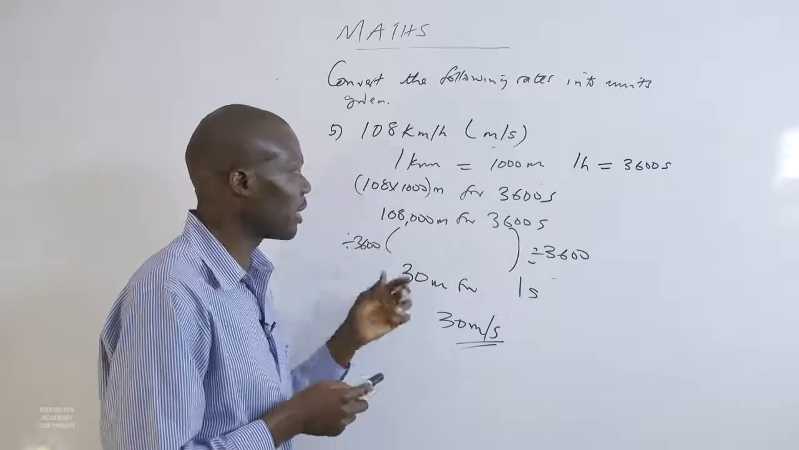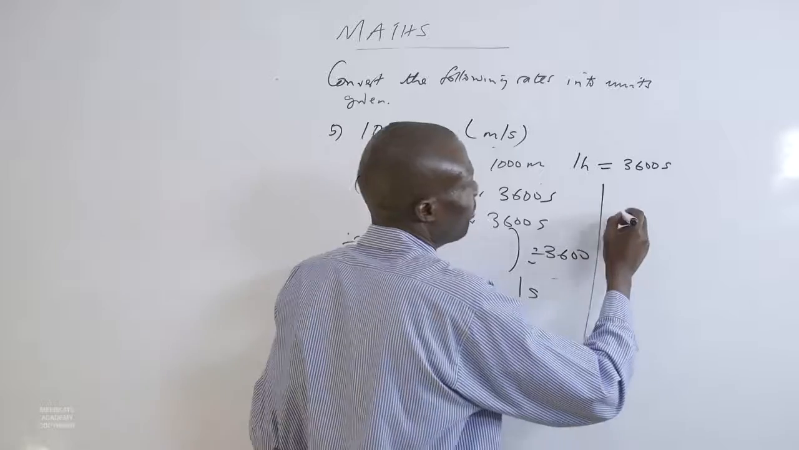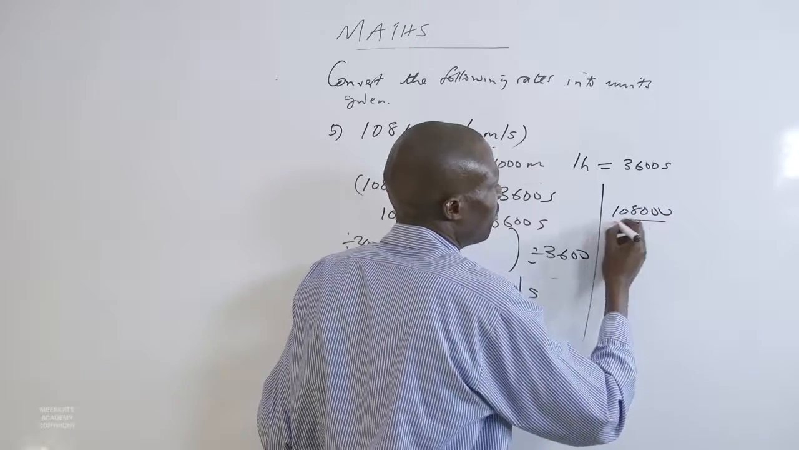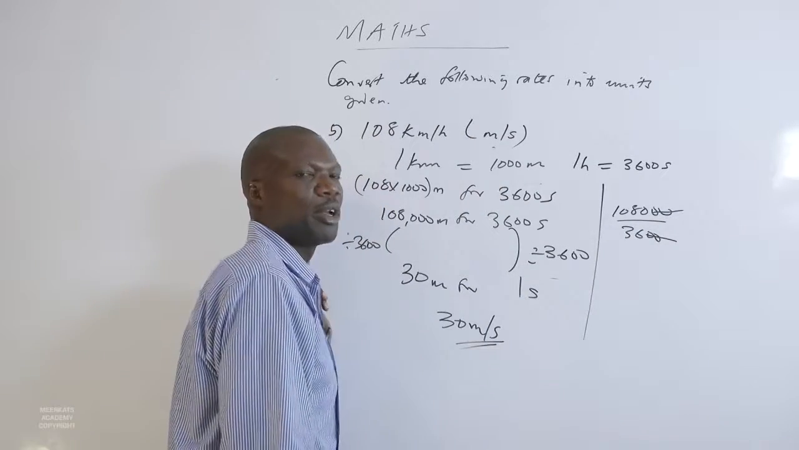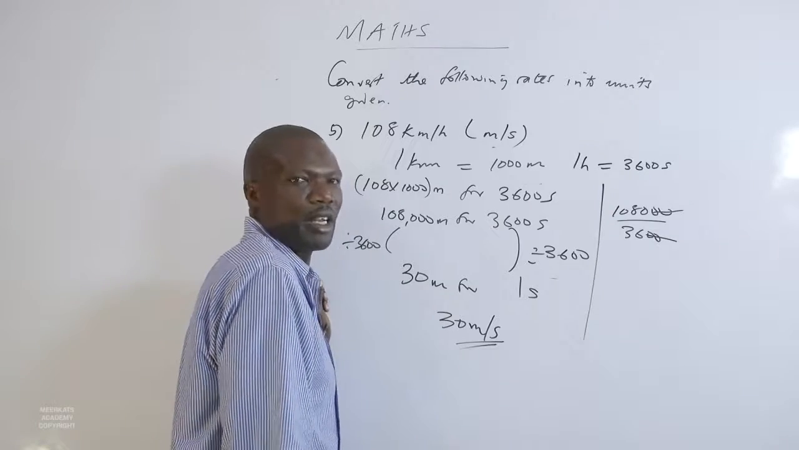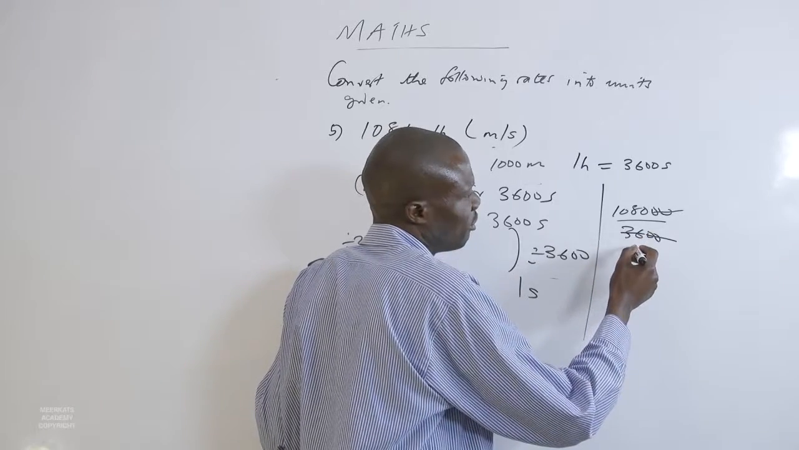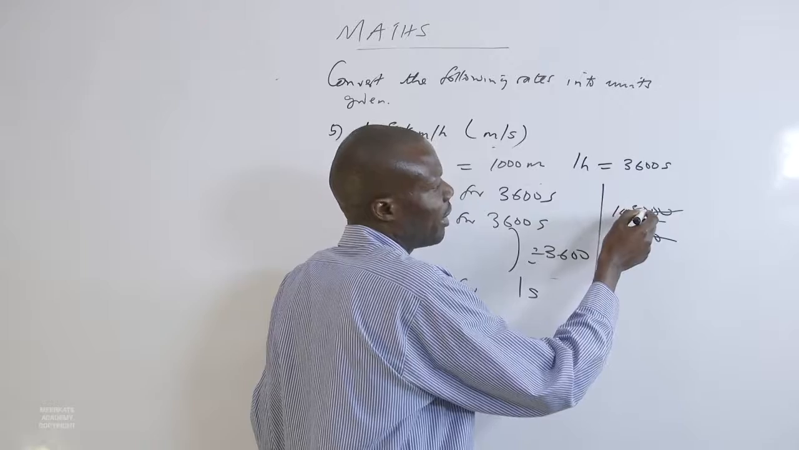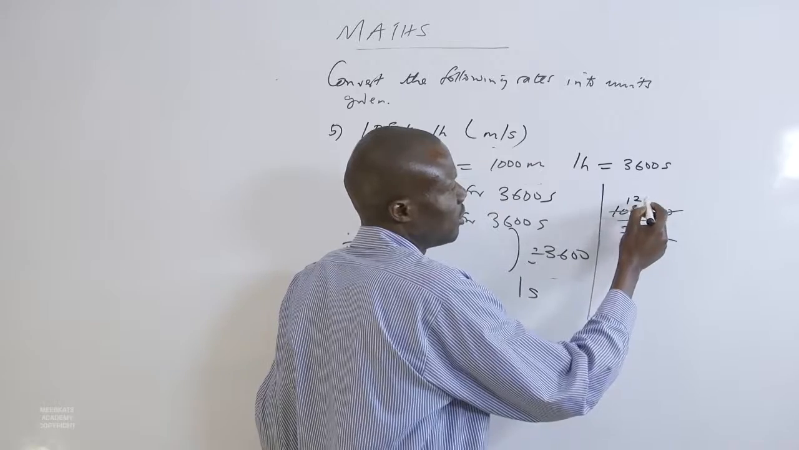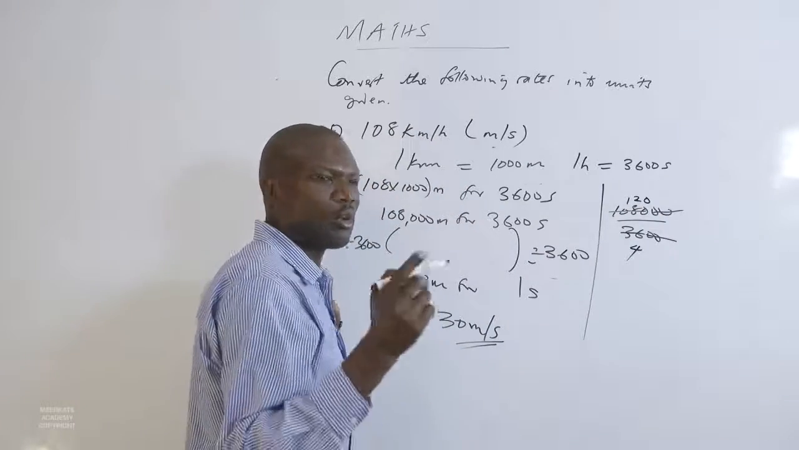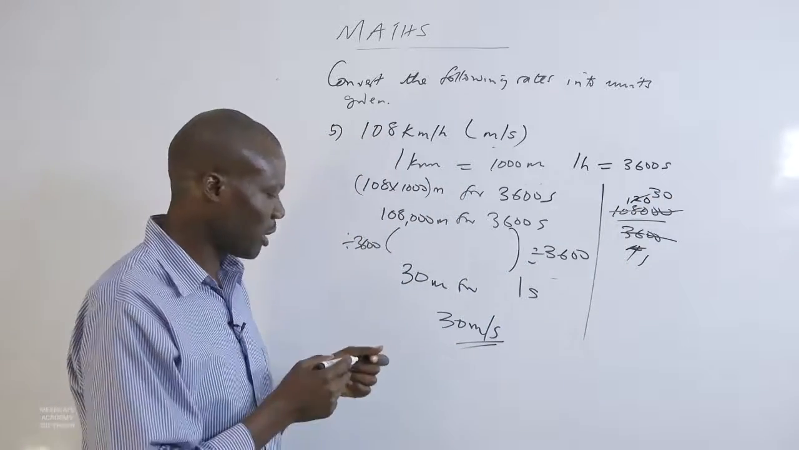If you do not have a calculator here, you can still use fractions and highest common factor to simplify. For example, 108,000 over 3,600. Already, 2 zeros will cancel off. We remain with 1080 over 36. Let us go by 9, it's easier. By 9 here, it is 4. By 9 here, this one will give us 120. 120 divided by 4 is 30. That's why we have 30 meters per second.